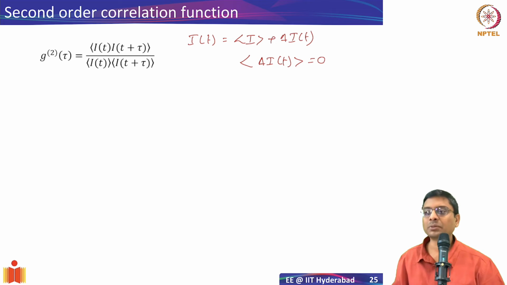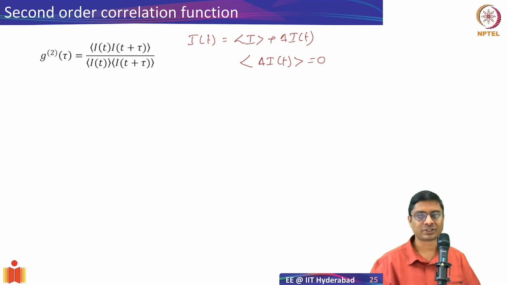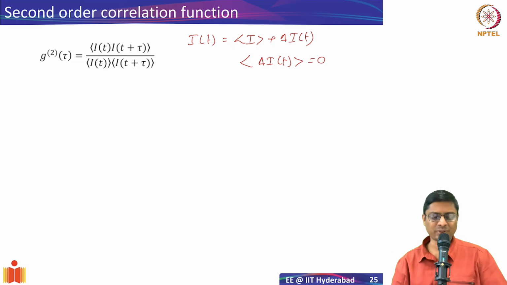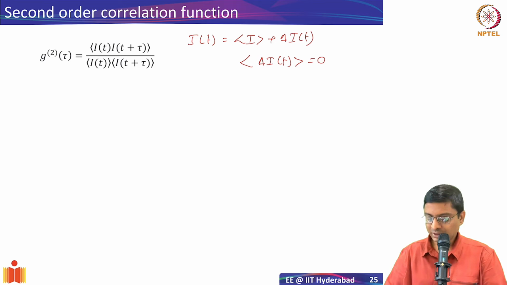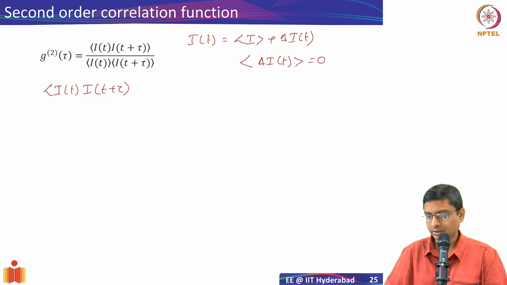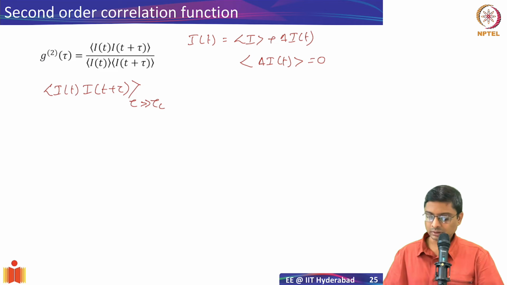Now, to determine the second order correlation function, it's essentially the same as what we have seen before, but let's go through the motions. If you look at the numerator, we calculate the time average of I of t times I of t plus tau, for tau much greater than tau c. If you have this scenario, what will happen?